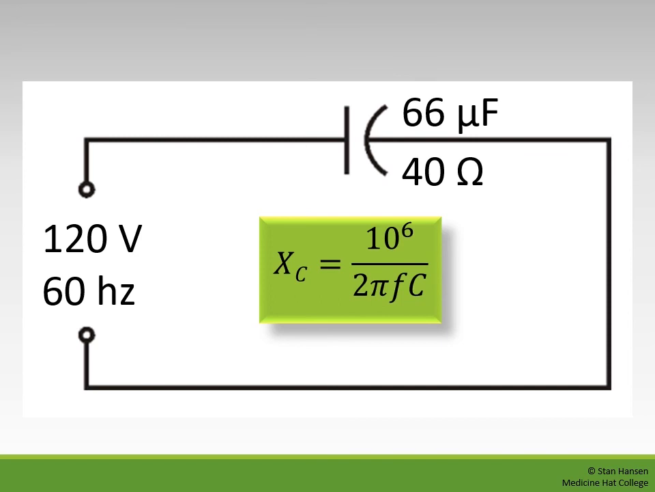In this circuit with a supply of 120 volts and 60 hertz and a capacitance of 66 microfarads, I should have a capacitive reactance of 40 ohms. I can now use my capacitive reactance and my source voltage with my Ohm's law to calculate what my current is. 120 volts divided by 40 ohms equals 3 amps of current.